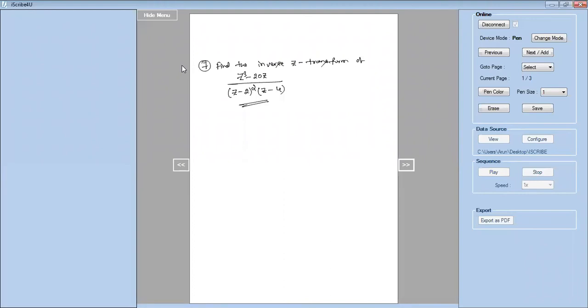Okay, so there is one more part in this, that is solving difference equations using Z transformations. So just a minute, I'll share the screen again.